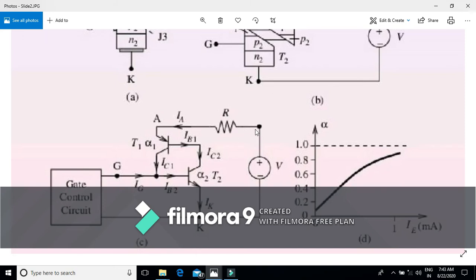The voltage across the device is approximately the same as that of a simple PN junction. This is a diagram showing that alpha builds up rapidly as the emitter current is increased, and the highest value of it is unity.